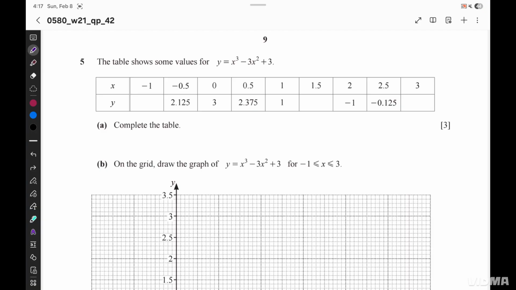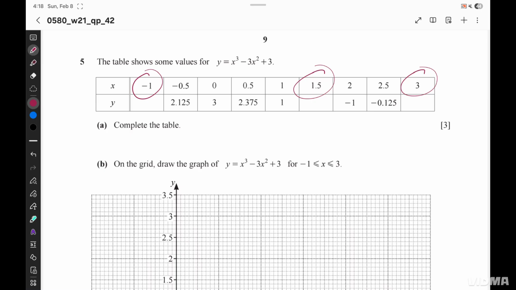I have taken this question from IGCSE past papers, and in this question we have to draw the cubic graph. You can see there is a cubic equation in front of you. This is the cubic equation and we have to draw a cubic graph. So first of all, we have to find the values of y for these values of x, for -1, 1.5 and 3. So it's very easy.